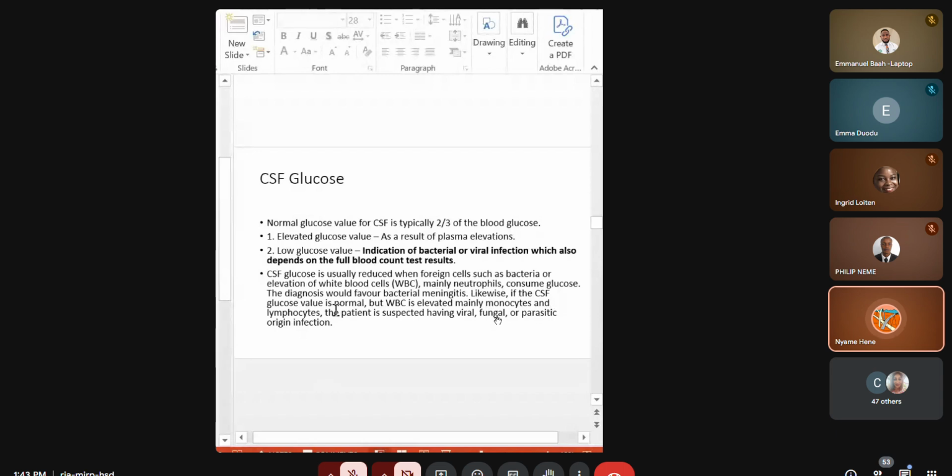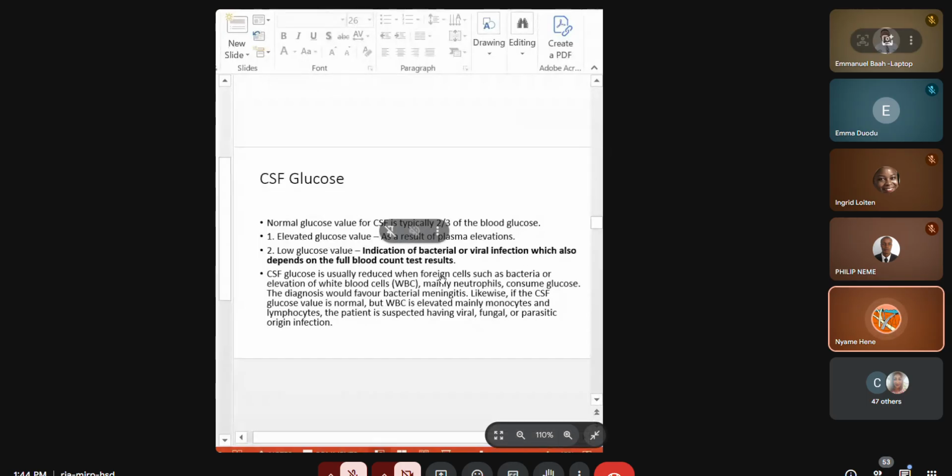So likewise, if the CSF glucose value is normal, but the WBC is elevated, mainly monocytes and lymphocytes, the patient is having a viral infection. So when you have monocytes and lymphocytes high in a full blood count, we are saying there's likely a viral, fungal, or parasitic infection. So please, I would treat full blood count as a whole topic for you guys to know, because you are going to be requesting it. Those of us who have our facilities, do you request full blood counts?